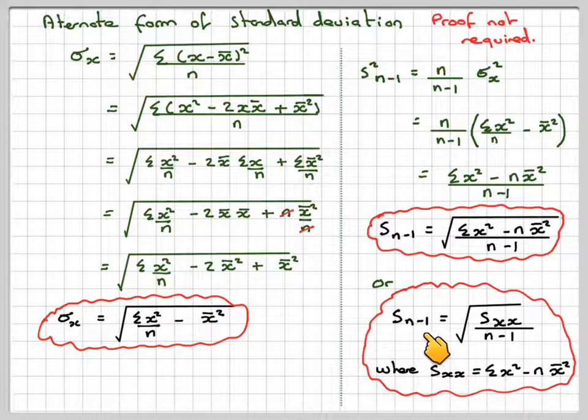Or s n minus 1 will be the square root of Sxx. Now Sxx is just what the top bit is, over n minus 1, where Sxx will be sigma x squared minus n x bar squared. Now this value is actually given on some calculators. Okay, so this is the one that we're going to be using at A level, so this is the one that we need to remember.